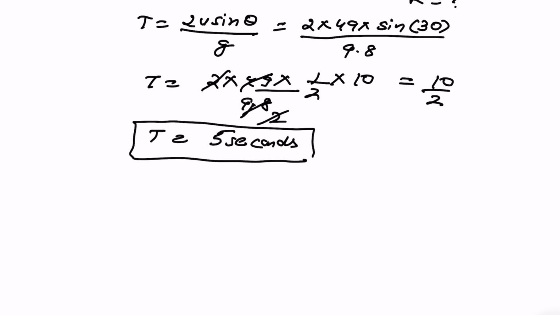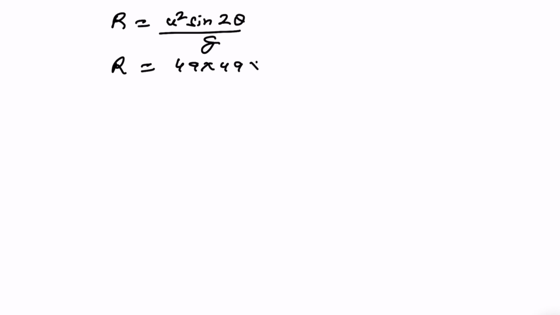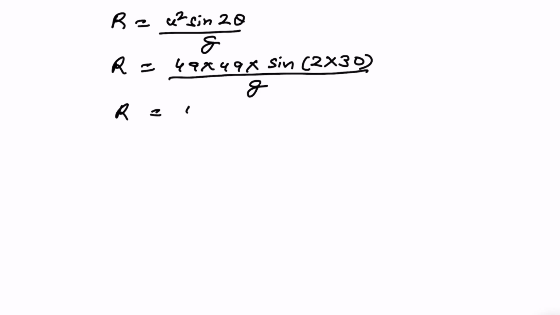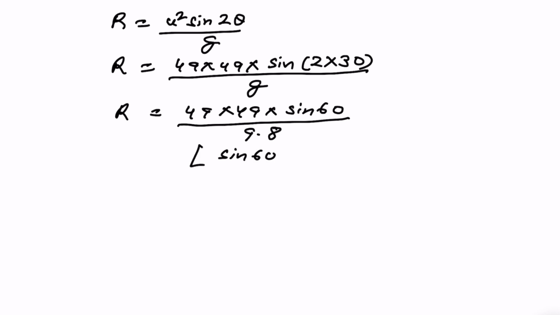The second part of the question is range. We have to find the range. The range we know is given by U square sine 2 theta upon g. How much is the velocity given to us? The velocity is given to us 49. The angle of projection is 30. So sine 2 into 30 divided by g. So that will become equal to 49 into 49 into sine 60 divided by 9.8. And always remember, the value of sine 60 is root 3 by 2.